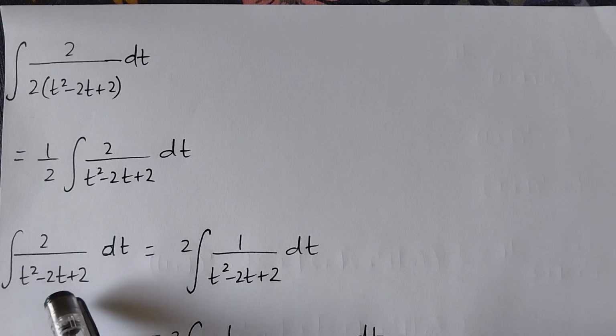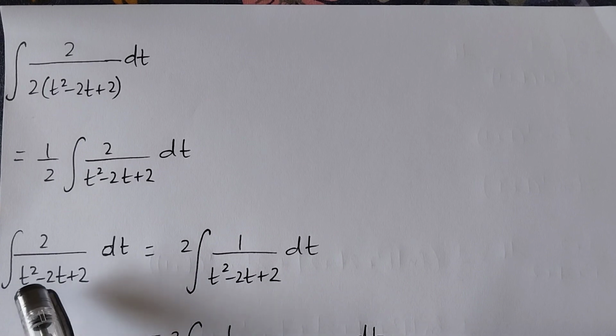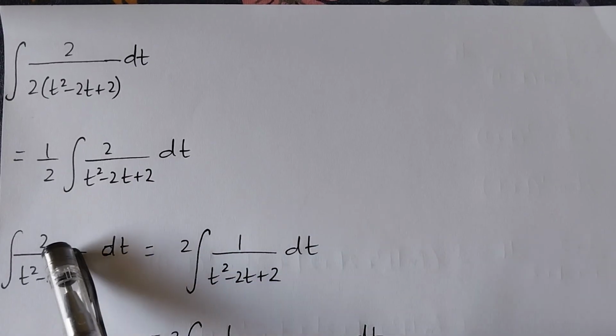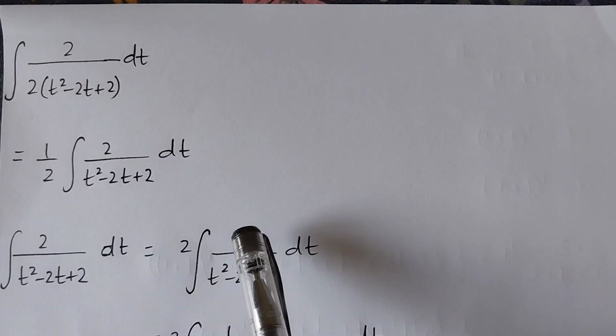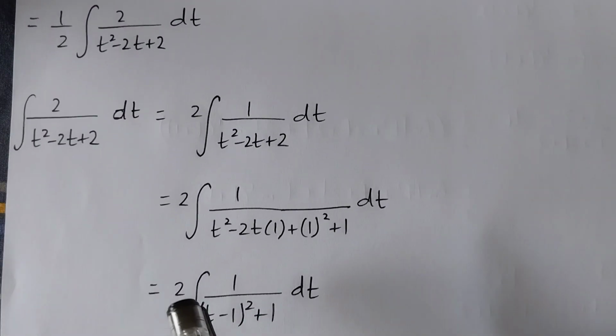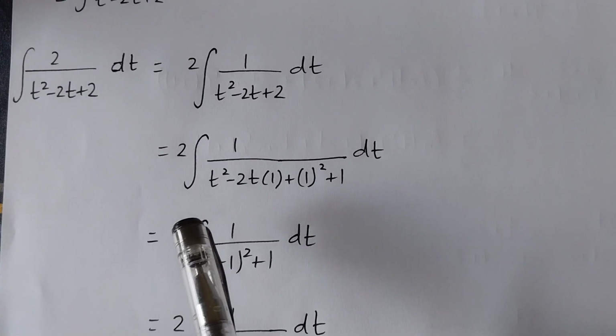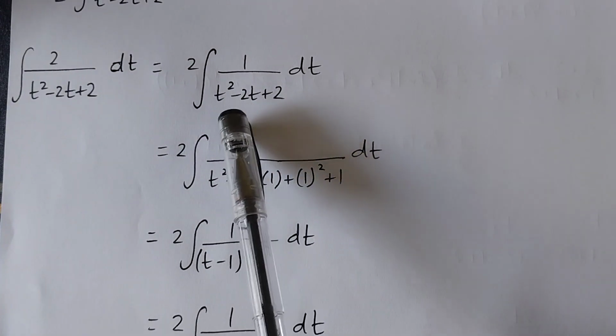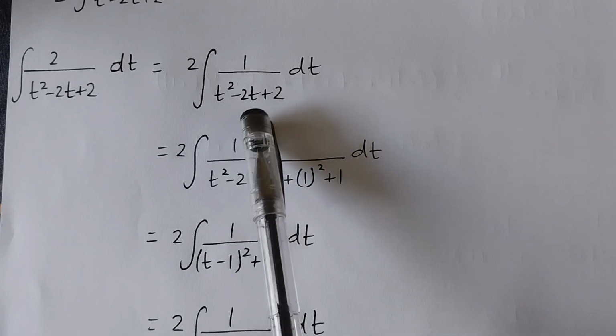We get the hint by seeing the denominator how to integrate this thing, because we have t square minus 2t plus 2, and it kind of resembles the formula of a square minus 2ab plus b square. So I've taken this 2 outside the integral, and we are left with 1 over t square minus 2t plus 2, and we need to integrate this. So as I told you, this kind of resembles a minus b whole squared formula.